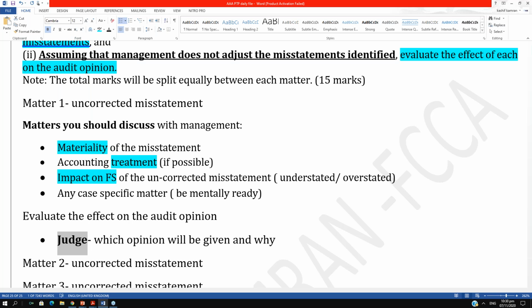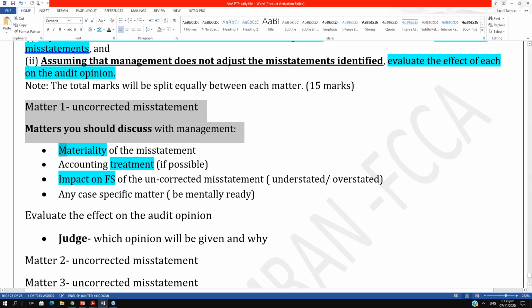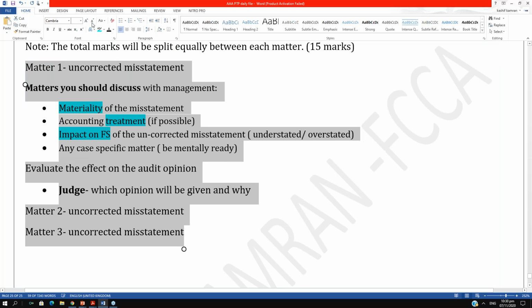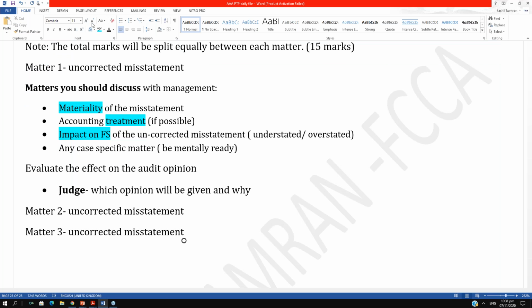For every matter, you will do the same exercise which I just did with you. Can we just solve matter 1 as an example? On that basis, you can solve matter 2 and matter 3. Okay, let's solve matter 1. I'm giving you the solution to matter 1. How many marks do we have for matter 1 in total? We have in total 5 marks for matter 1.